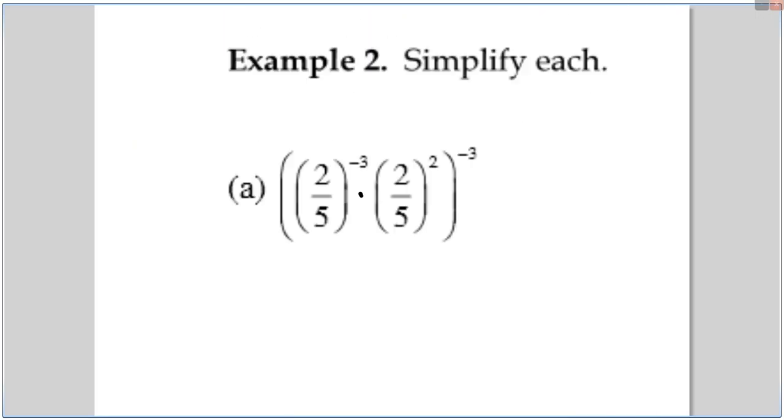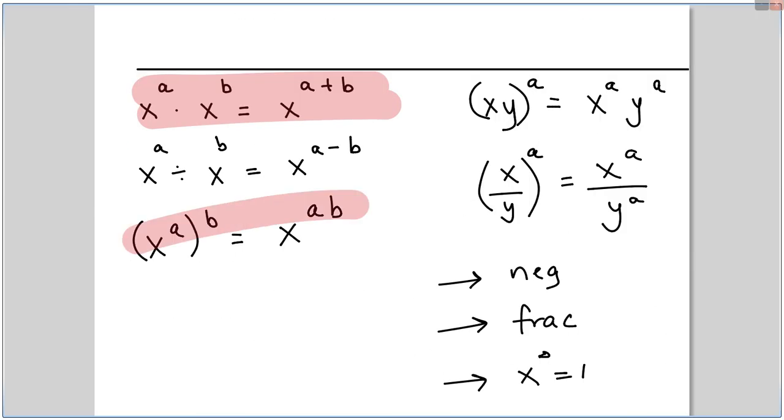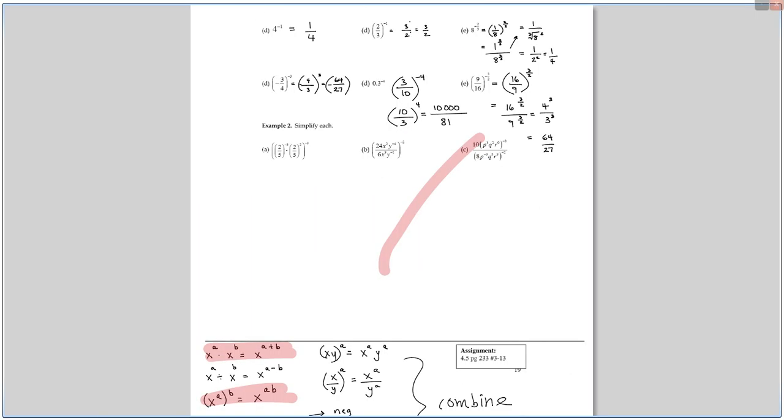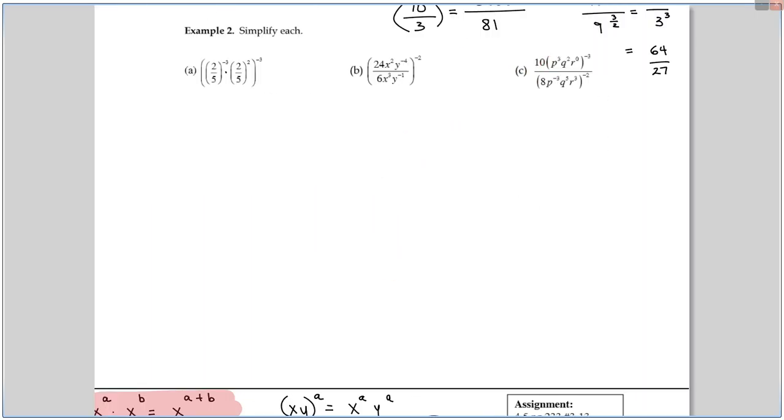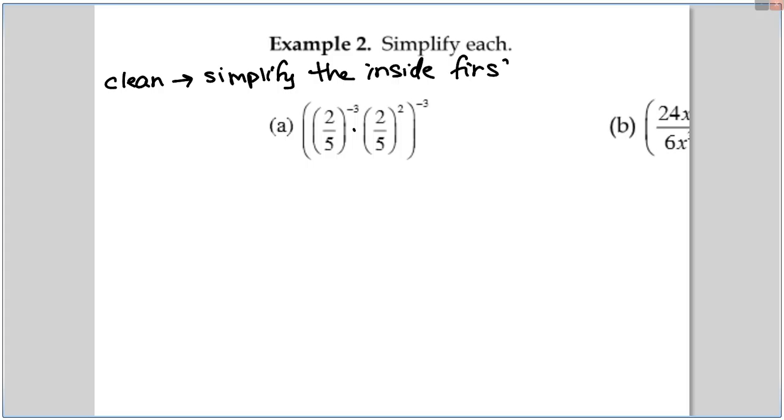Okay, what else is going on? Is there powers raised to other powers? There is. So we also have to use that one. Okay, which one do you want to do first? Does it matter? Personally, I clean, which means I simplify the inside first. So that means I would add these powers first and then do the power of a power. I always simplify the inside first.